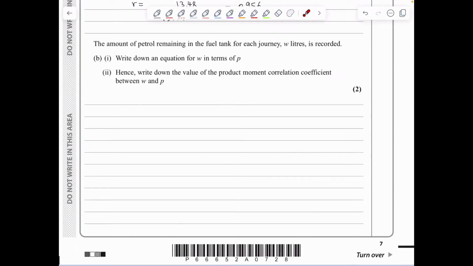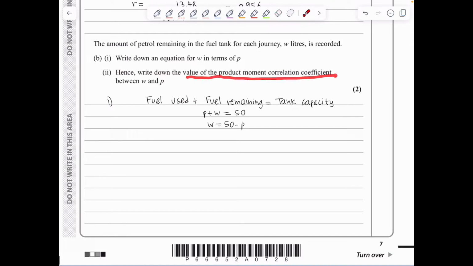We are then told that the amount of petrol remaining in the fuel tank for each journey is W liters, and we need to write down an equation for W in terms of P. Well, we know that the fuel used and the fuel remaining together give me the tank capacity. So this means that P plus W is equal to 50, and therefore W is equal to 50 minus P.